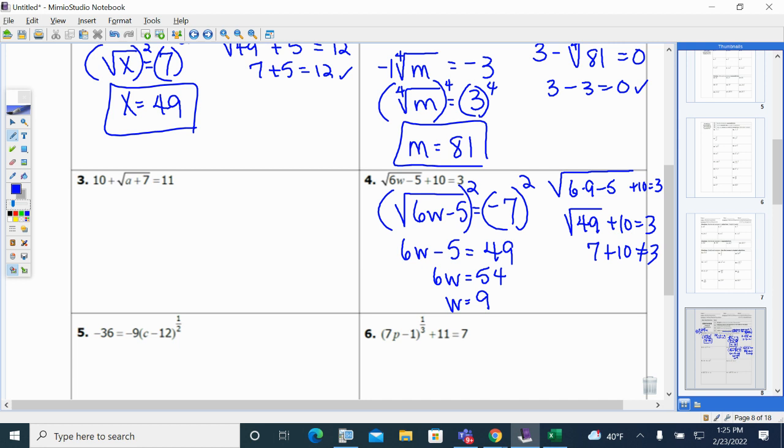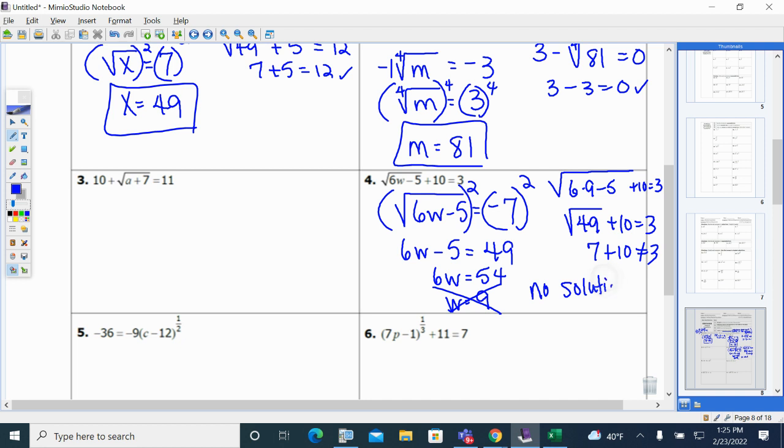I think you can see that at this point. It's going to be 17. 17 does not equal 3. So w equals 9 is not a true statement. The answer to number 4 is going to be no solution.